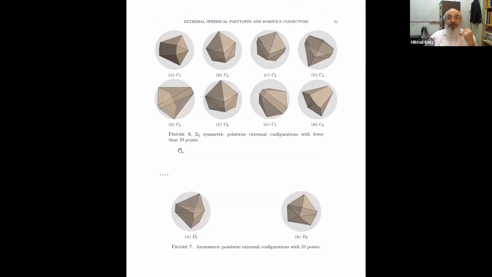So here are some pictures of these configurations. Here we have a bunch of configurations on the 2-sphere. Again, these are anti-self-polar polyhedra inscribed in the sphere.